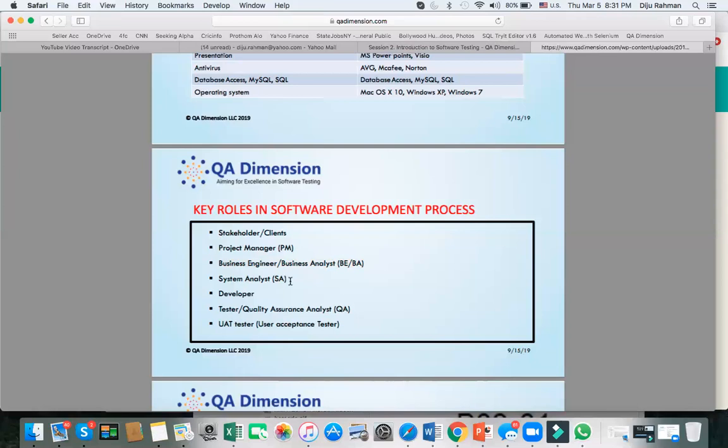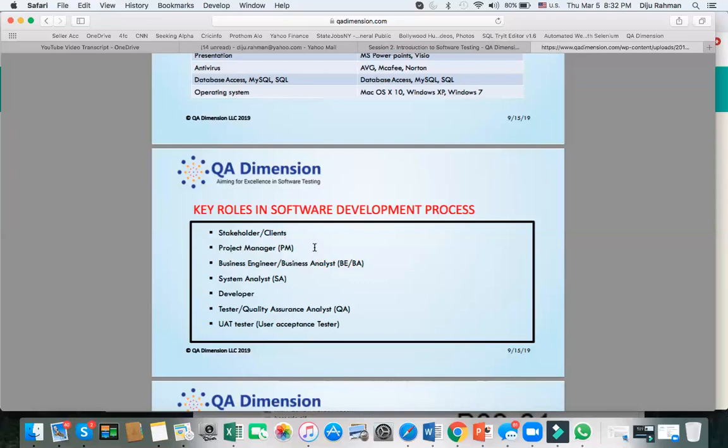So he will write the system requirement specification based on what? Based on the business analyst. Exactly, based on whatever this guy gave him. You see how connected those roles are, they are kind of connected to each other.